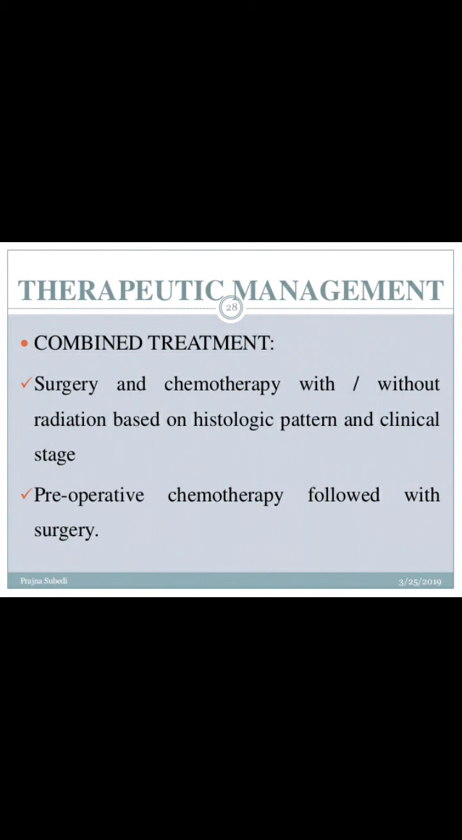Partial nephrectomy involves removal of the tumor and part of the kidney tissue surrounding it. A partial nephrectomy may be an option if the child's cancer is very small or if the child has only one functioning kidney. Again, in surgical management, we remove part of the affected kidney.